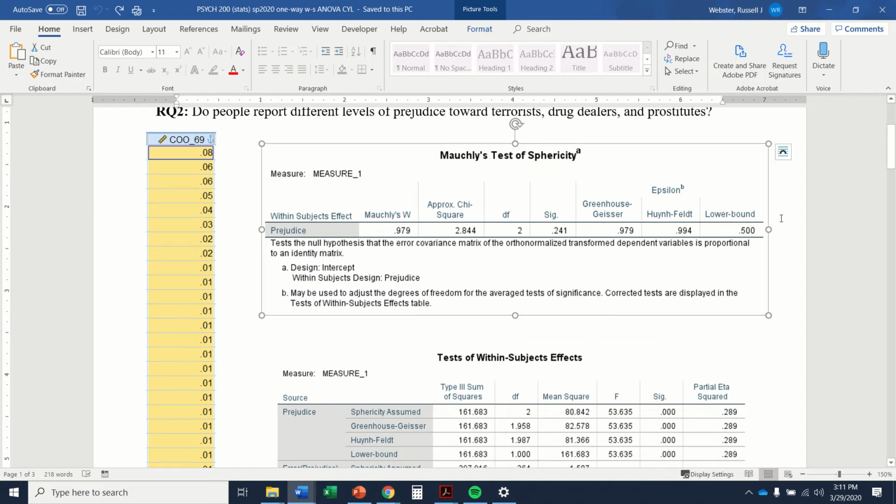And then we also want to check Mauchly's test of sphericity, and we want Mauchly's test to be non-significant. And so if we zero in here to the p-value, the sig value for Mauchly's test, it is 0.24, and so 0.24, non-significant, so that's great. We actually have met the assumption of sphericity here.